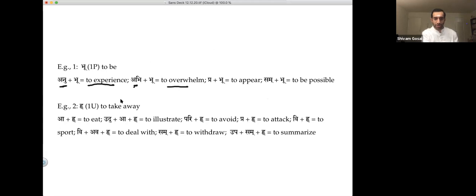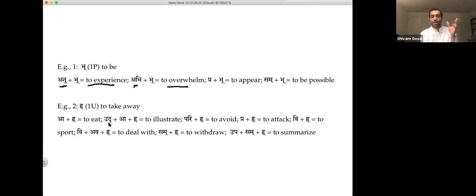Now let's just look at hru quickly. Hru, one U, to take away. Ahru means to eat, right? Ahara, food. Hru, that. So hru means to take away, but we add these different upasargas, and the meaning may change.